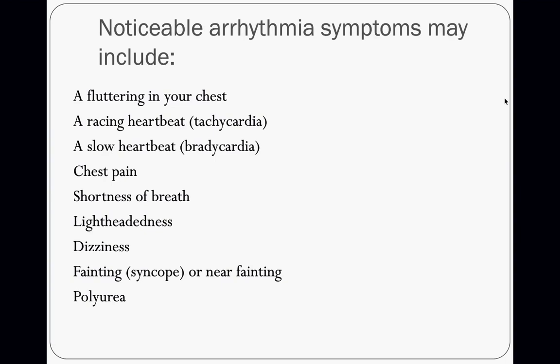When arrhythmia occurs, how does the patient present? The patient presents with a complaint of fluttering in the chest, racing of the heartbeat, slow heartbeat, chest pain, shortness of breath, lightheadedness, dizziness, fainting, or polyuria. All of these symptoms can be the presenting symptom of cardiac arrhythmias.